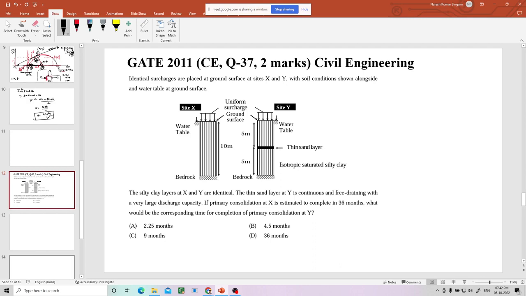With this question I will end this session. This is also from the same 2011 paper. So question number 37 of 2 marks. This is regarding the consolidation topic.